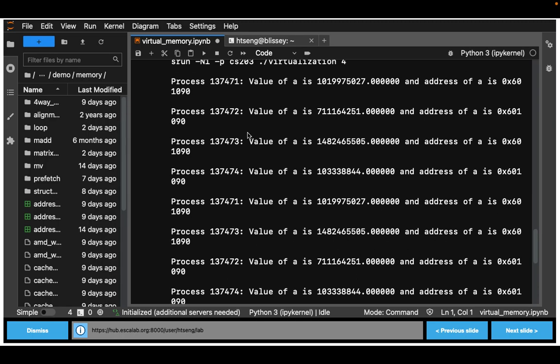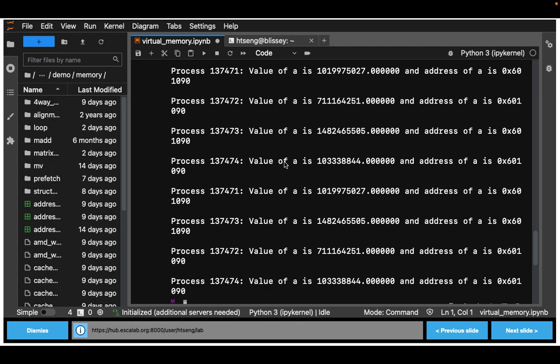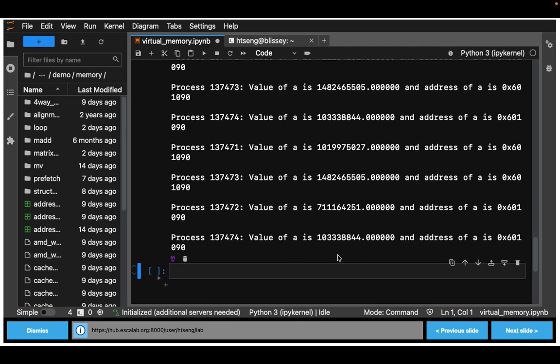473, the third one that has been executed: 148 505, 148 505, still the same address. 472: 711 4251, 711 4251. 7474: 103 8844, 103 8844, address all the same.